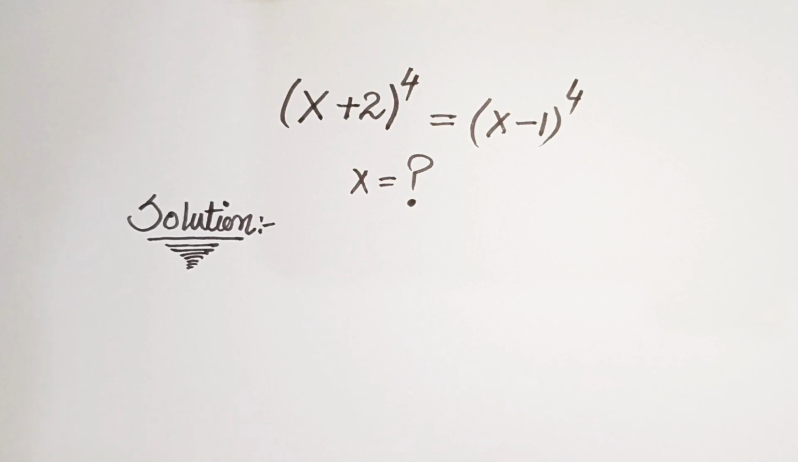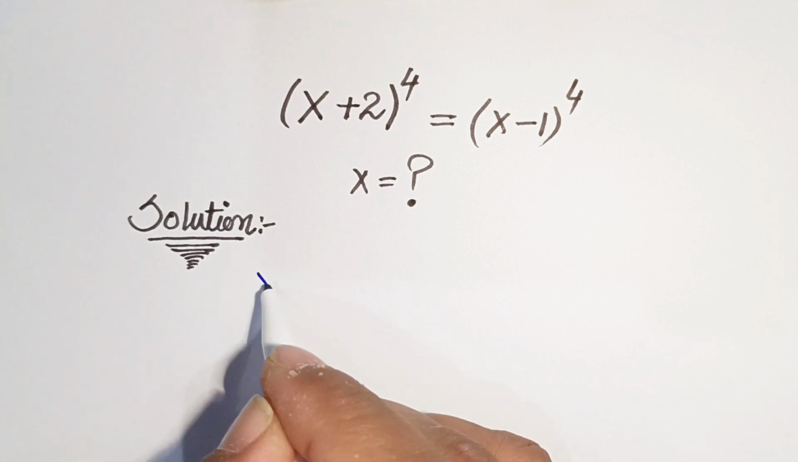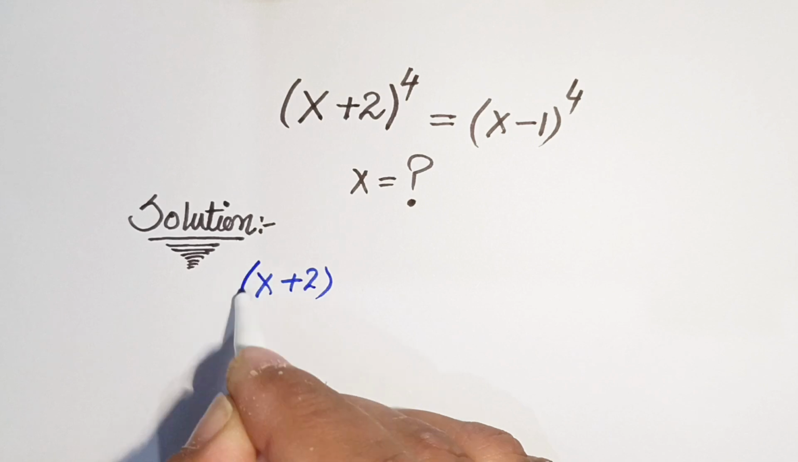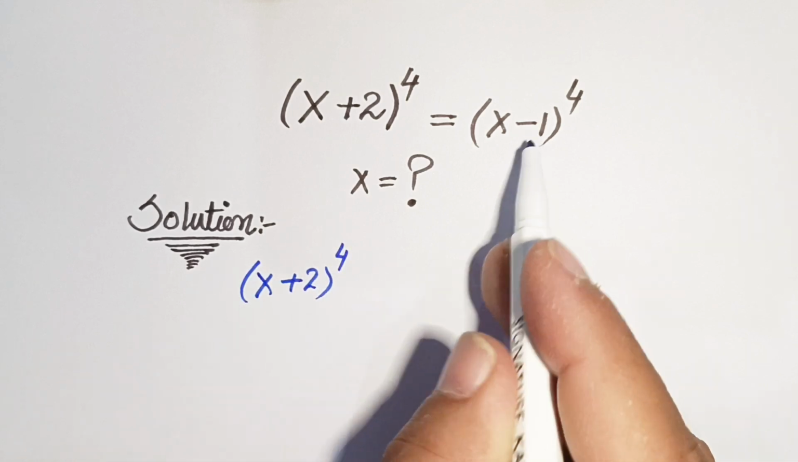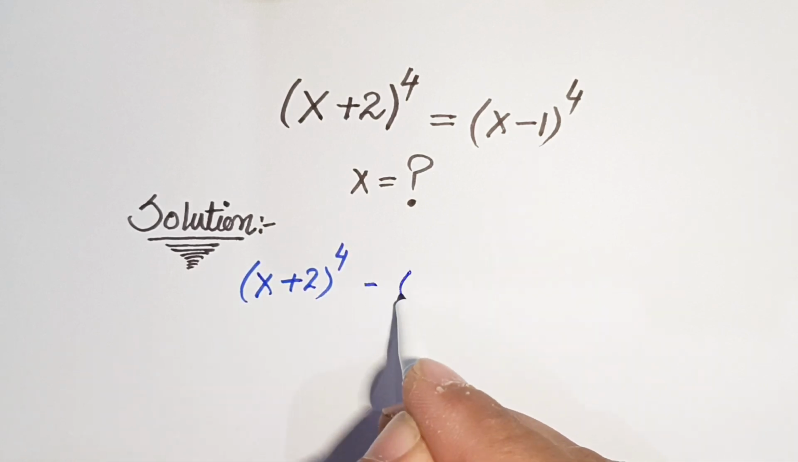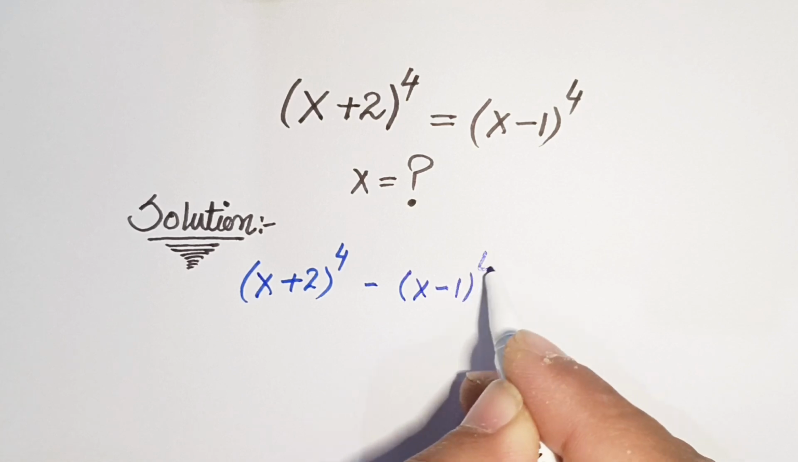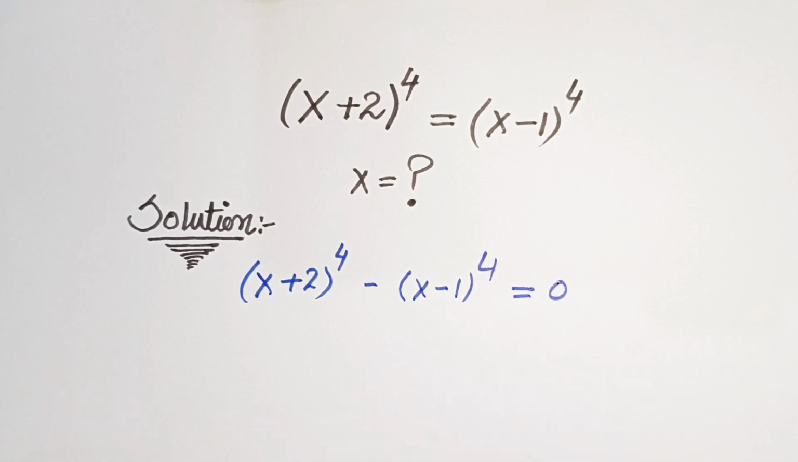Today we have a nice exponential equation that is (x + 2)^4 is equal to (x - 1)^4. So here we have to find the value of x, starting our solution. First of all, shifting (x - 1)^4 to the left side, we get (x + 2)^4 - (x - 1)^4 = 0.